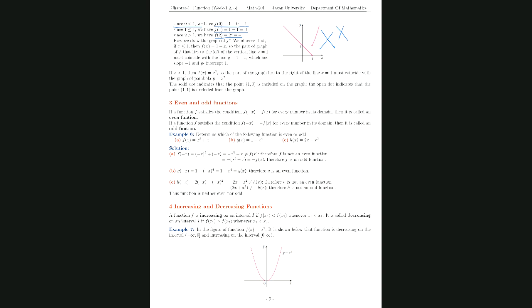Now come to another point: even and odd functions. Even and odd functions. This is very important.